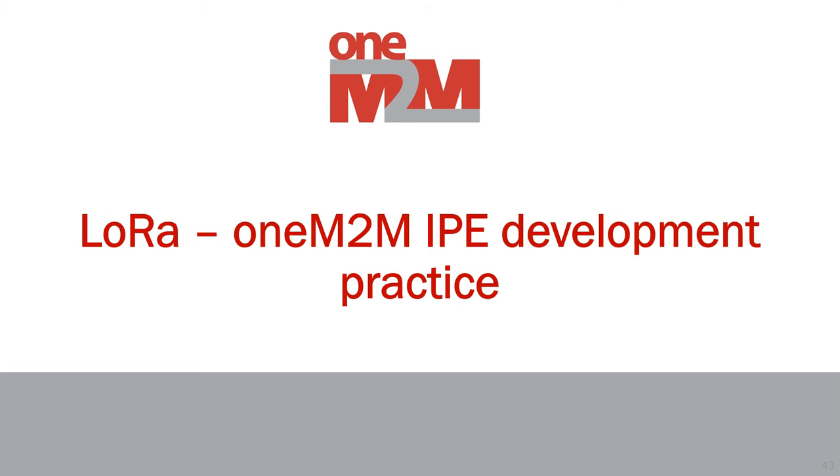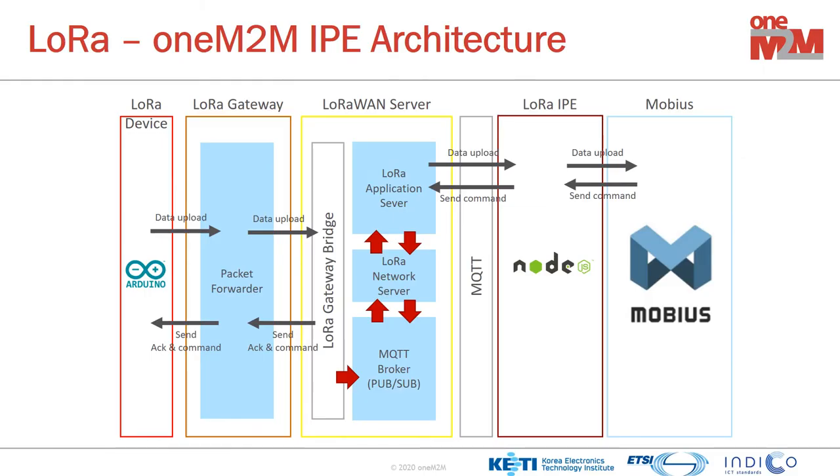Now let's move to the LoRa Interworking Proxy Entity development. This is the architecture for us to do in this session. From the left, again, there's a LoRa device, which is the GPS tracker, and then the gateway that we showed you before. Depending on the region, since the bandwidths are different, there would be slightly different gateways deployed in your situation. And the LoRaWAN server is ChirpStack. ChirpStack provides MQTT as the communication protocol, so our LoRa IPE right after the LoRaWAN server is communicating over MQTT. And from the LoRa IPE to Mobius, which is the oneM2M platform, communication will be the oneM2M protocol.